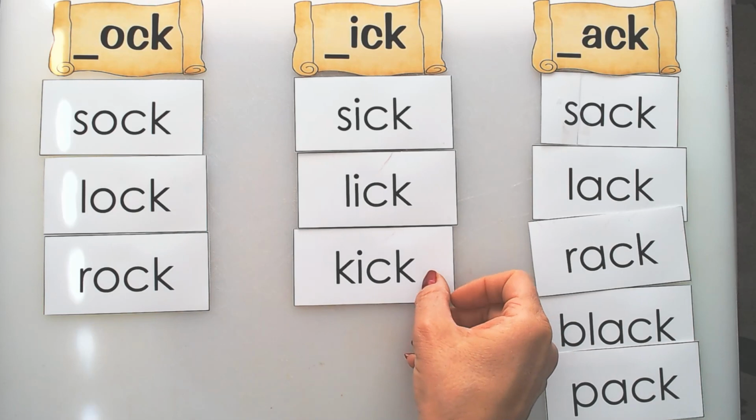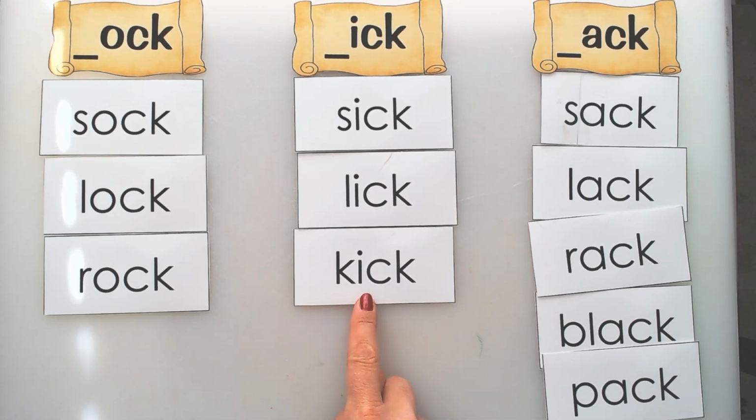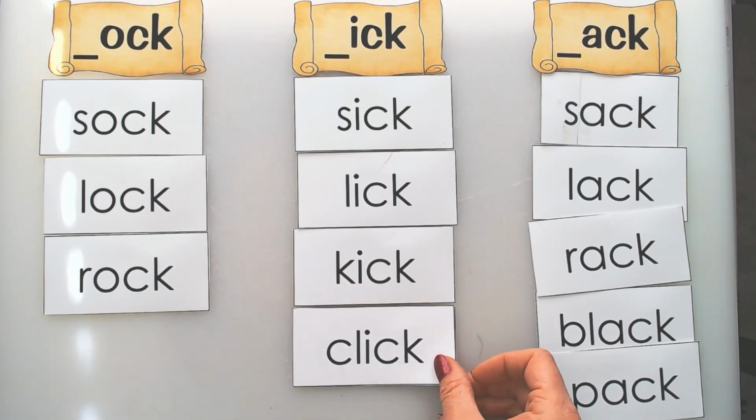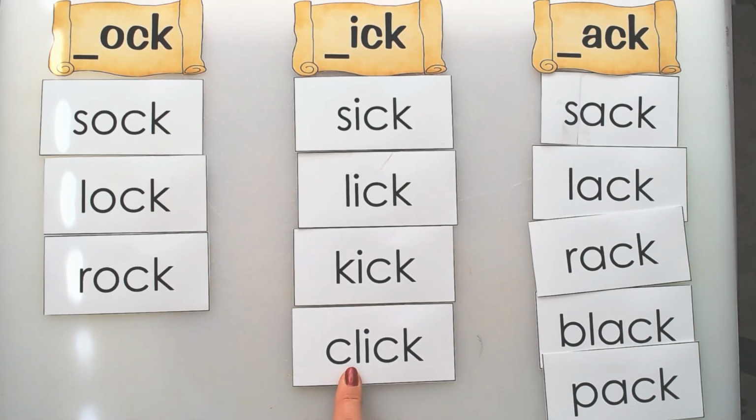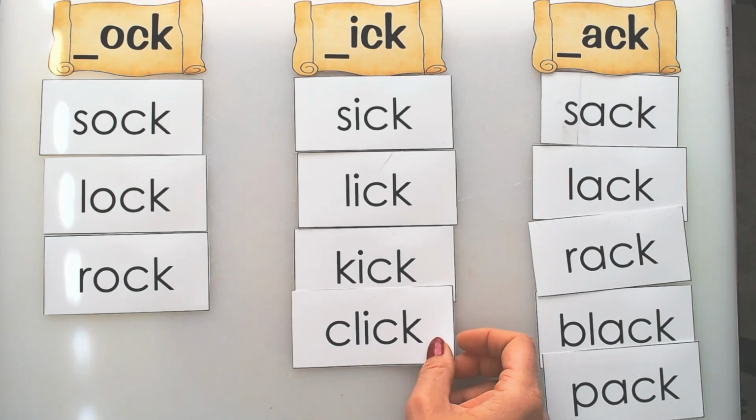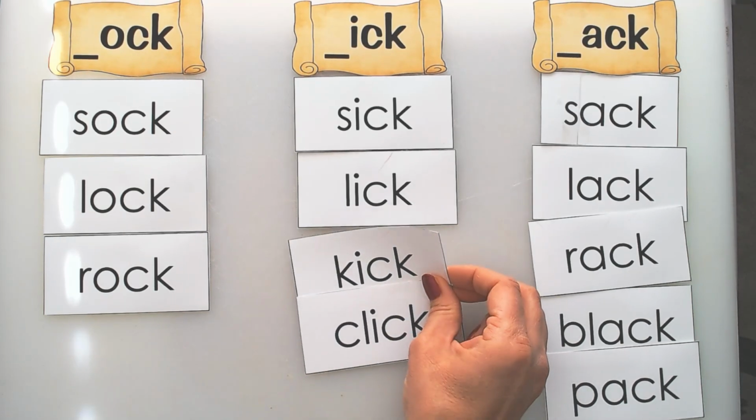All right, let's do some more ick words. This one says ick, kick, kick. Ooh, is that another blend? It has 2 letters before the ick word family. Cl, cl, click, click. That's like a sound word from maybe an old-fashioned camera makes that sound when you're taking pictures.